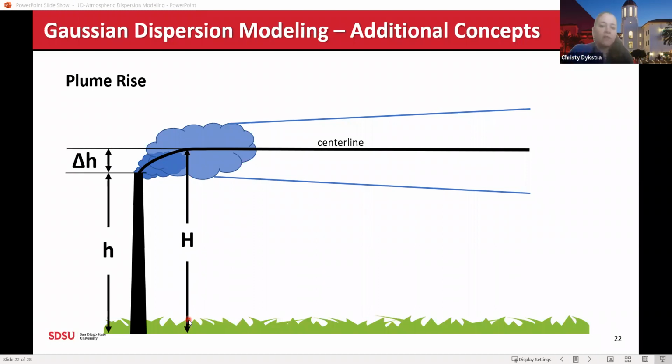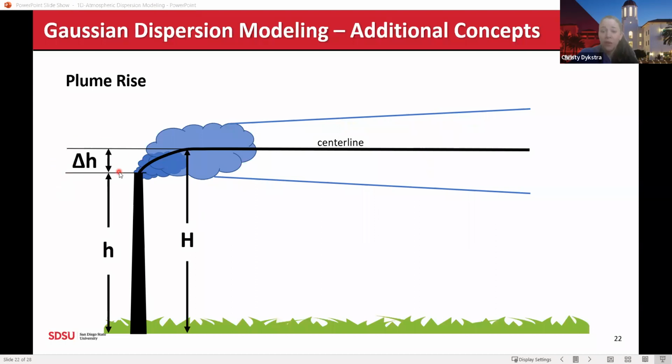These are the three that you really need to know which is which and how they all go together. So we're going to talk about now, obviously we can take and measure this actual stack height. But in order to get our effective stack height, we need to know what our plume rise is.